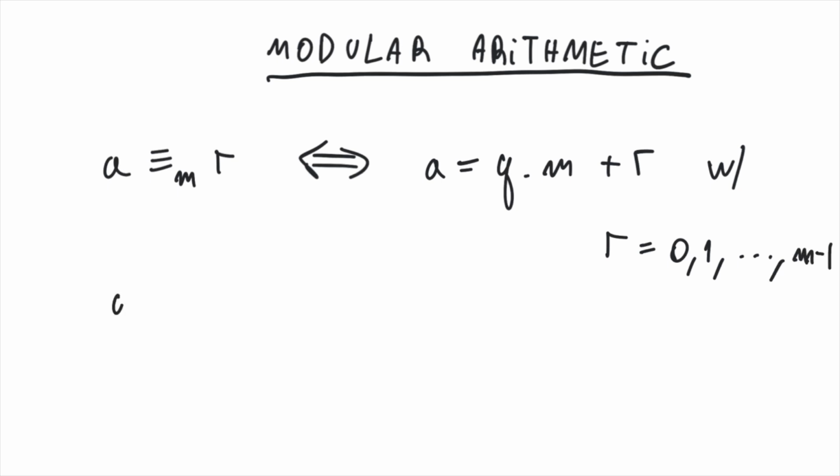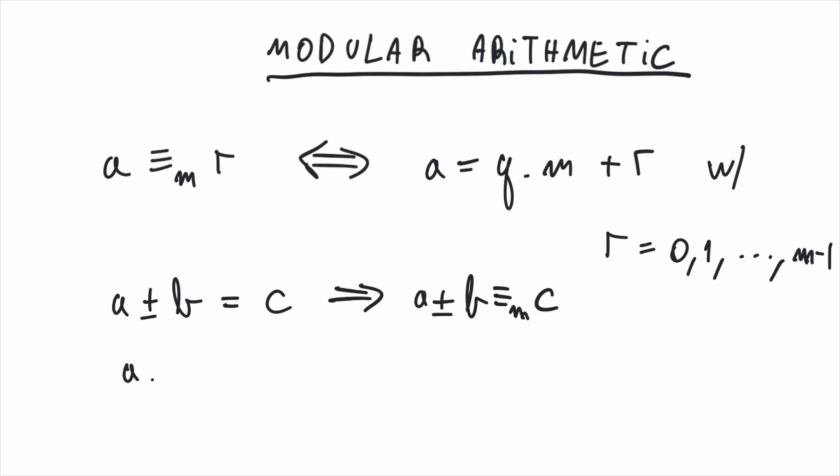Now, summation or subtraction work just like normal. So if a plus or minus b is equal to c, then it will be the same mod m. The same is true for a product. If we have a times b is equal to c, then a times b will be congruent mod m to c.